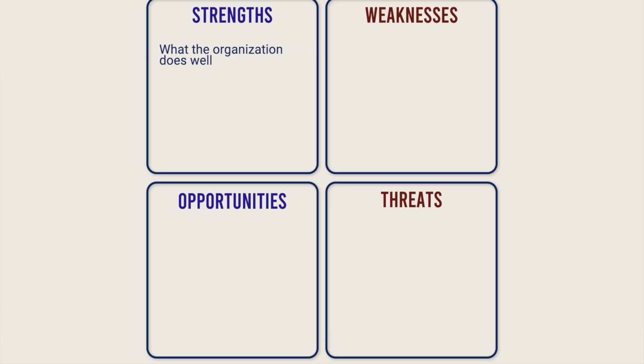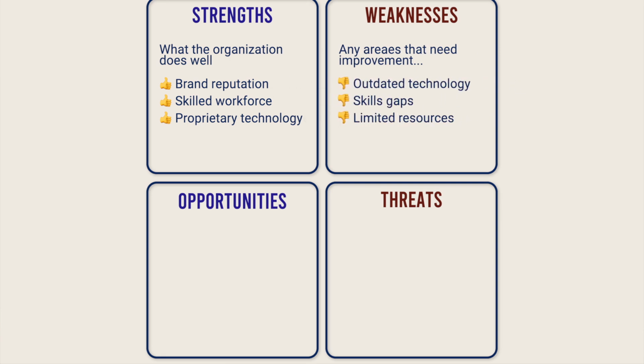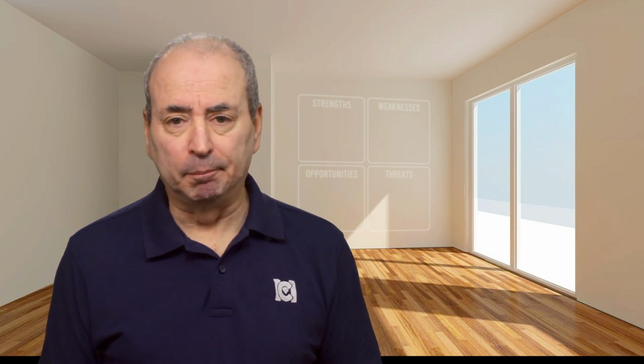Things like, for example, brand reputation, skilled workforce, proprietary technology. Under weaknesses, make a note of any areas that need improvement or could present problems in the future. This might include things like outdated technology, skills gaps, or limitations on the resources you have available. Then look into the future to populate the opportunities and threats boxes.